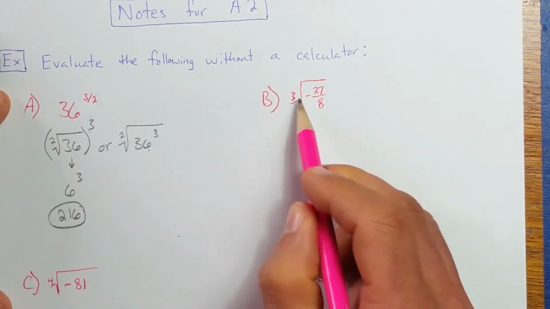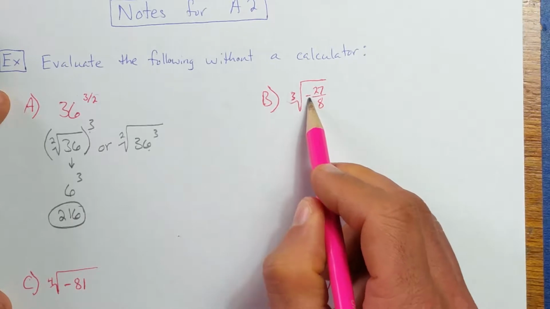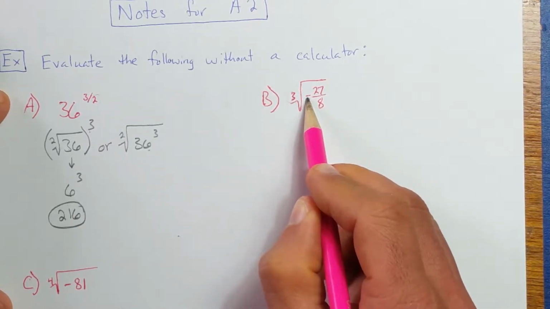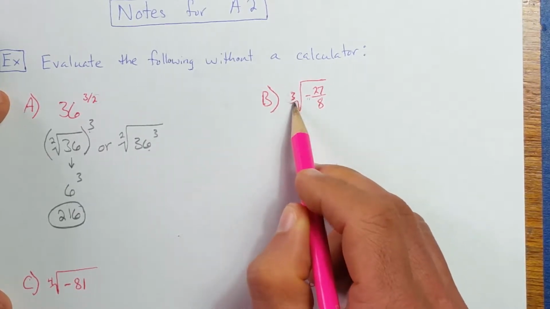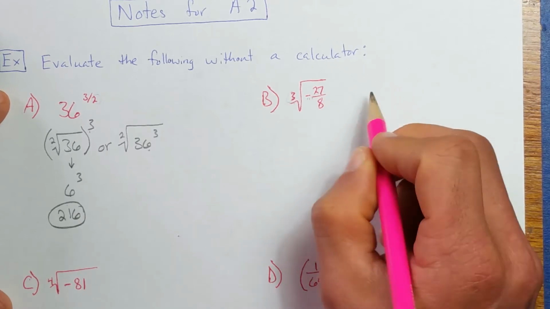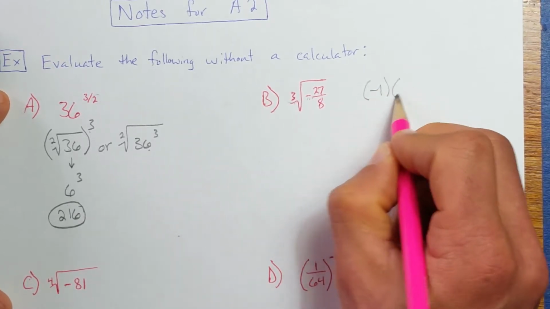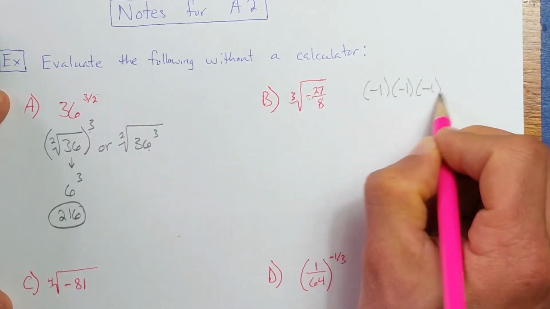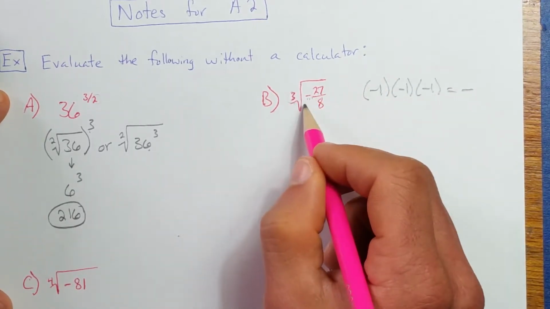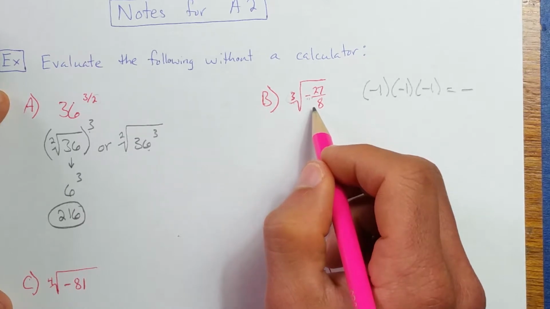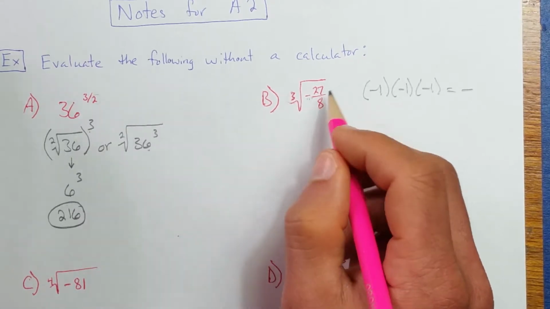Alright, so for letter B, I have a cube root of a negative number. Now you probably are used to seeing a negative inside and saying that there's no solution. That's true if this is an even root. If it's an odd root, it's okay for this to be negative, because if you think about multiplying 3 negative numbers together, it would eventually give you a negative number. So I know the answer is not going to be no solutions. It's just going to be negative something.